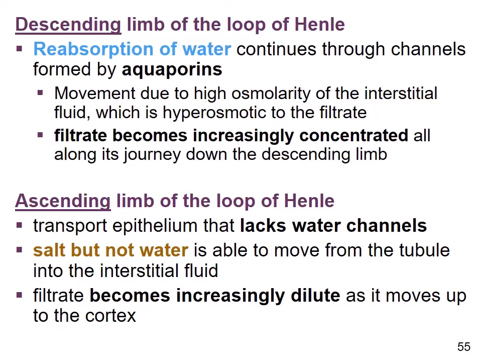On the ascending limb of the nephron loop or loop of Henle, the transport epithelial tissue here lacks water channels, so salt but not water is able to move from the tubule into the interstitial fluid, and the filtrate is going to become increasingly dilute as it moves up towards the cortex.